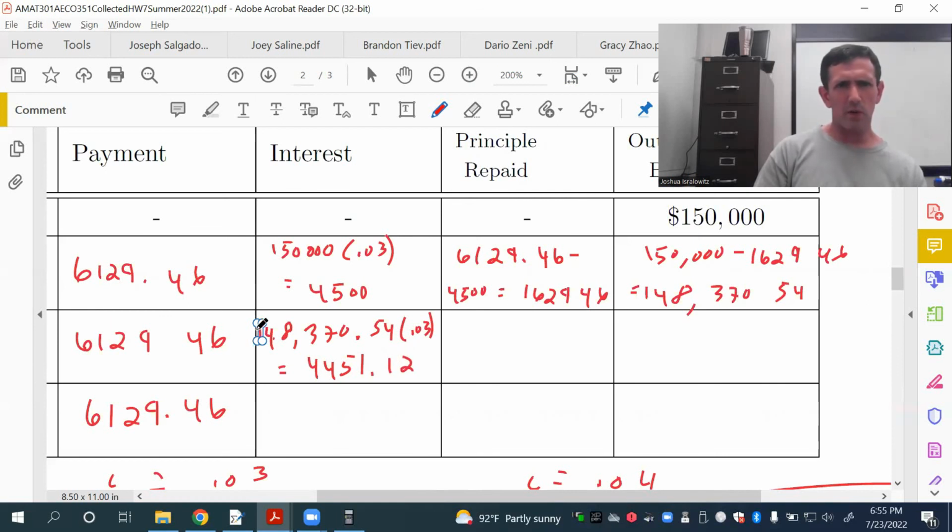All right, so take the payment, subtract this. You're going to get 1,678.34. Take 148,370.54 minus the principal repaid. 146,692.